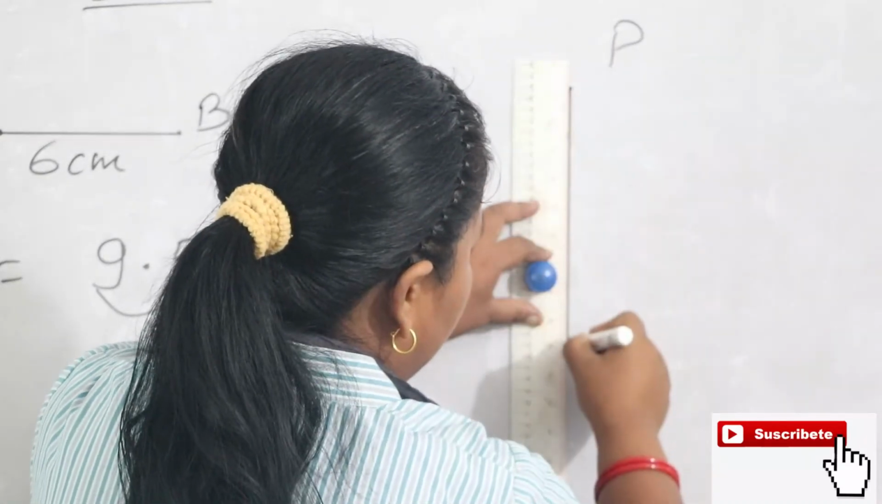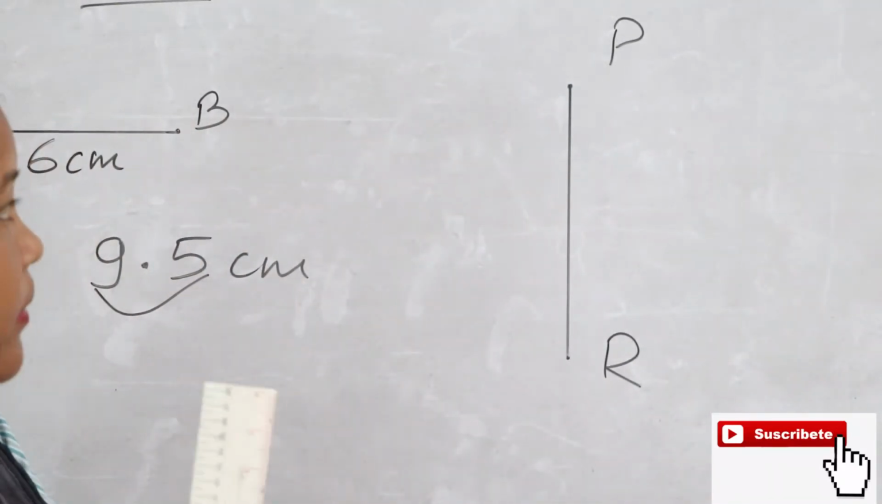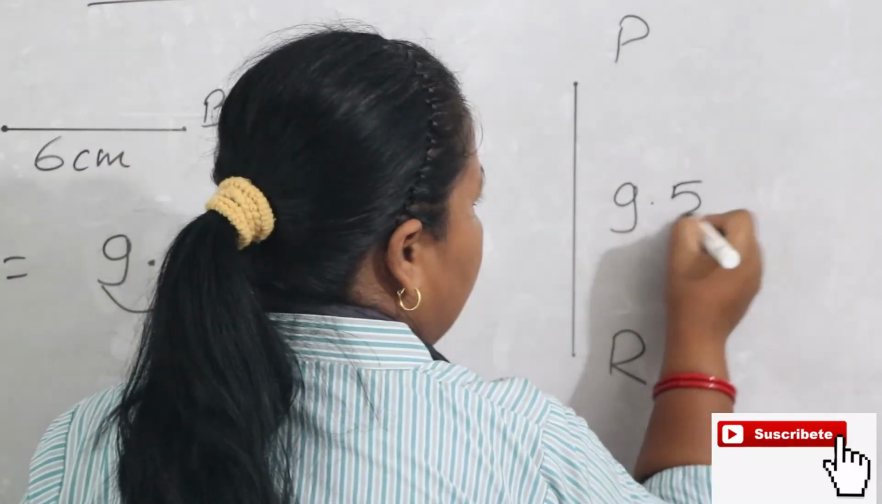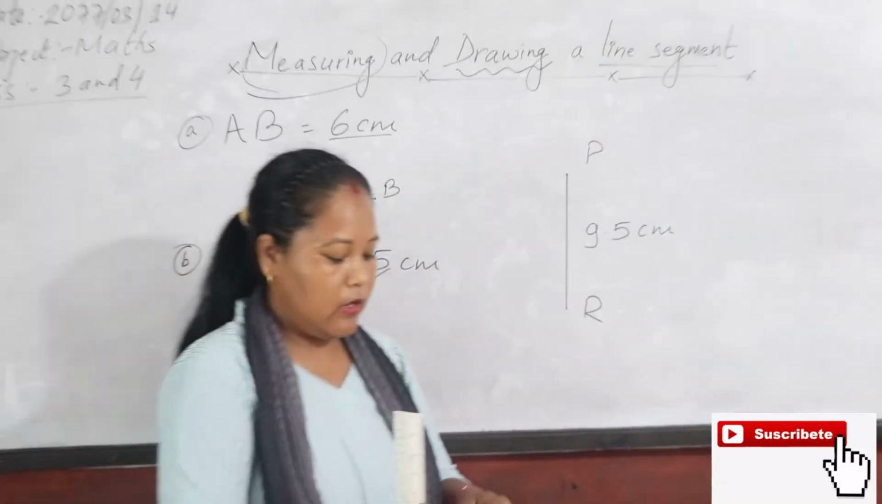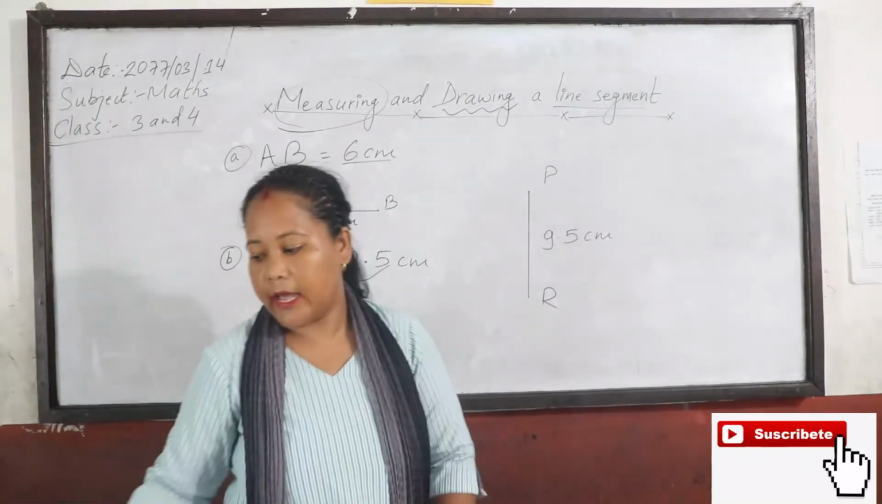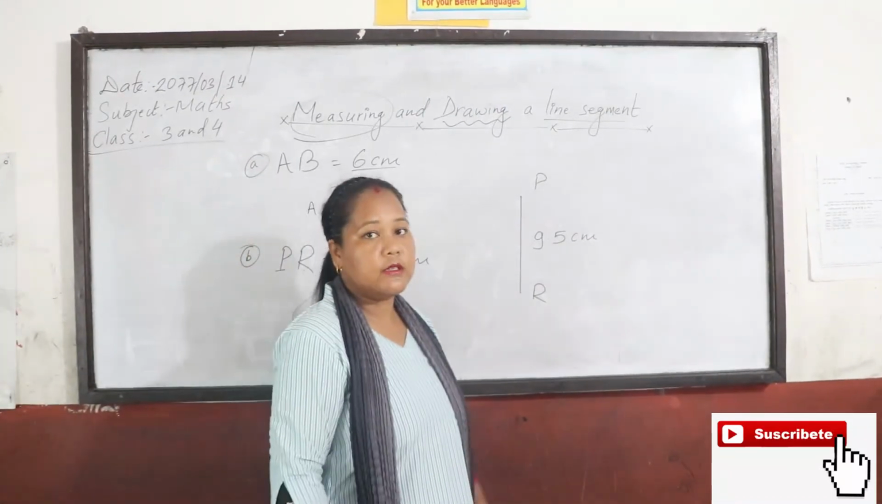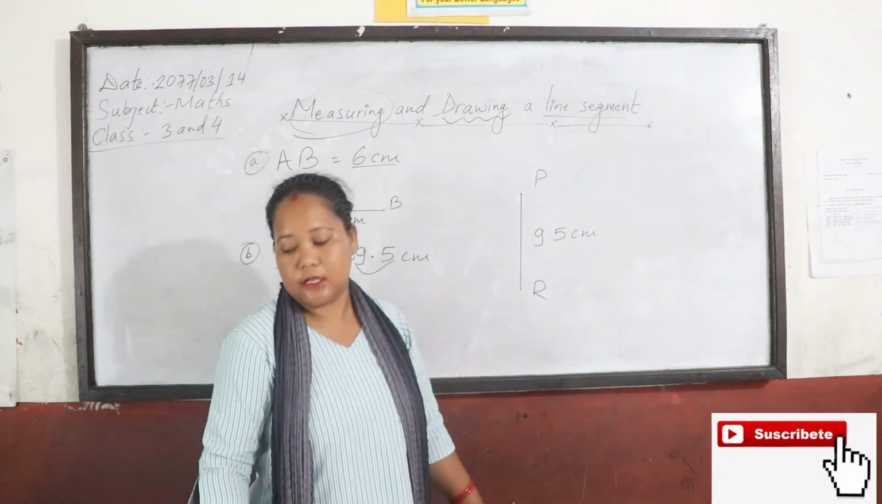Now, join them. This is our required line segment with the measurement 9.5 cm. Like this way, we can construct the line segment according to the given measurement. Okay, students, you learned this in your junior classes also.